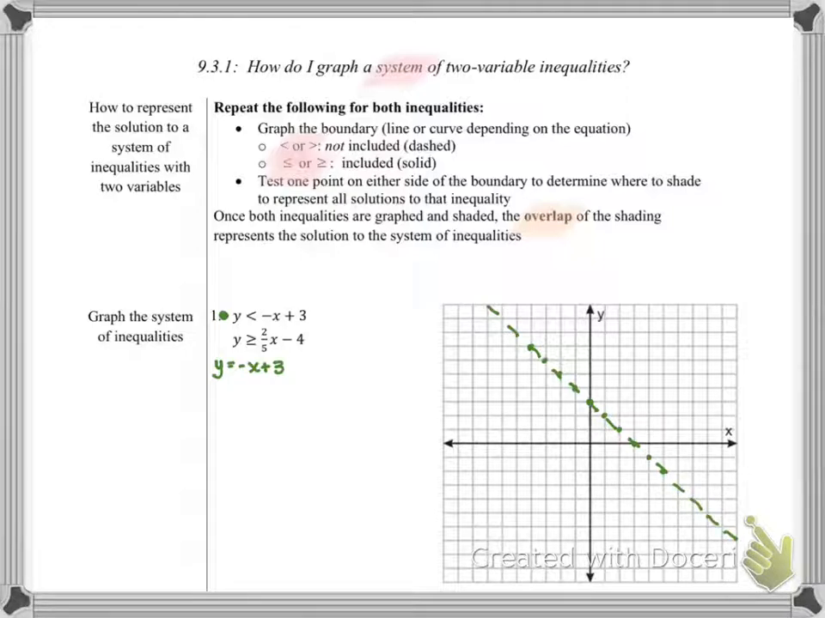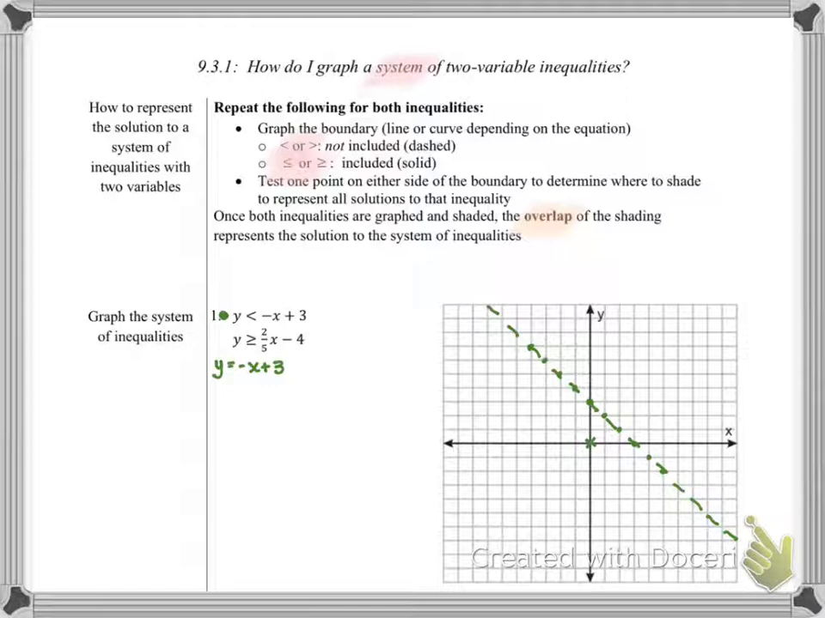And then what I want to do is test a point. You choose the point that you want to test. You guys know me, I really like testing 0, 0 if I can. I'm not always allowed to do that. Remember, it has to be a point that is not on the graph itself or on the boundary. So I know that 0, 0 is not. So just put a little mark where it is.